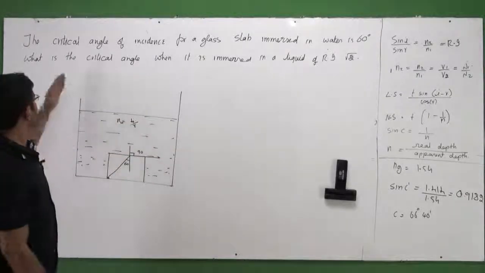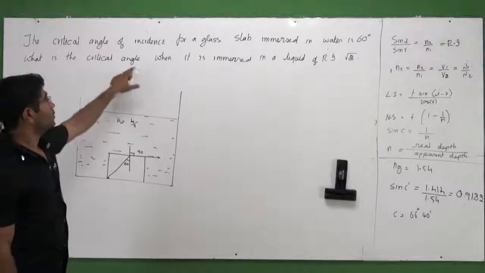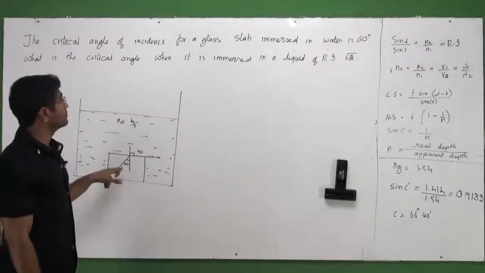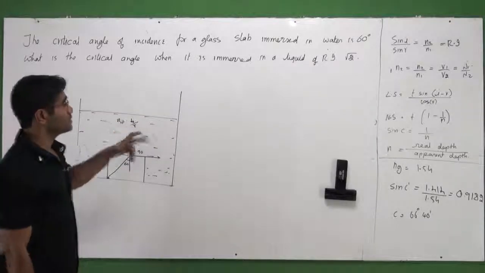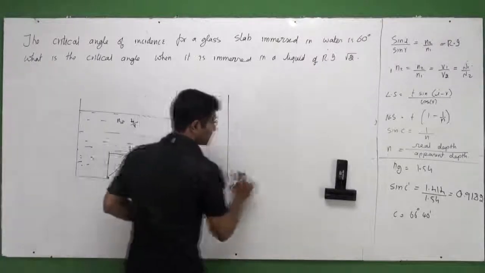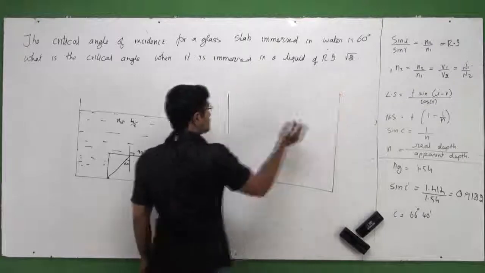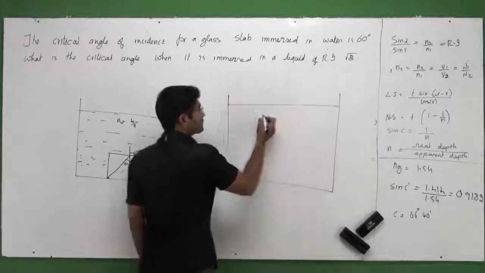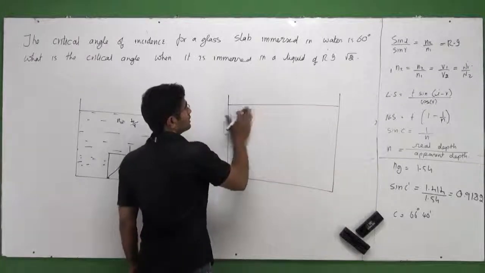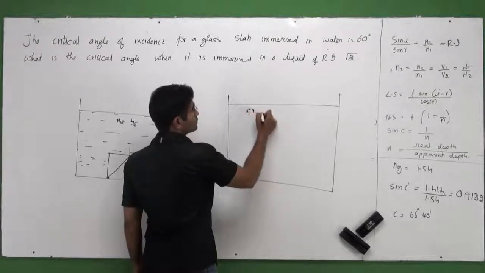Now it's giving another set of conditions. What is the critical angle of the same glass when it is immersed in another liquid? So let's talk about another liquid here. I'm changing the liquid. I don't know what the refractive index of this liquid is. So, okay, it's given to me. The refractive index of this liquid is √2.